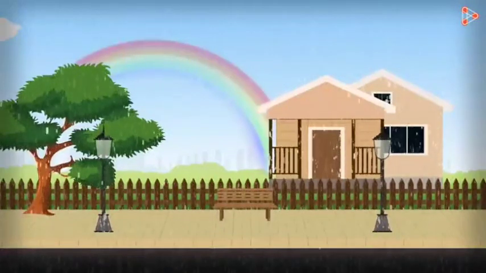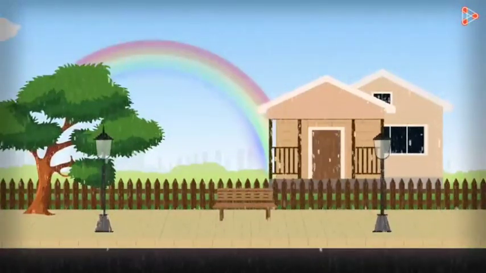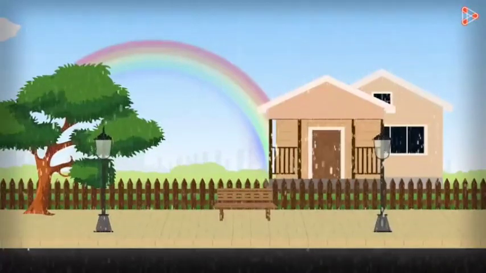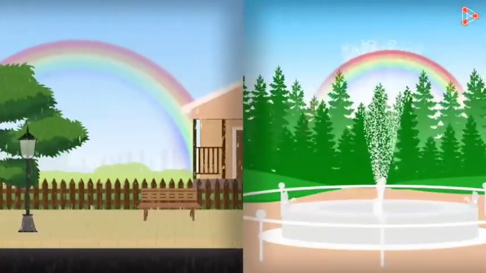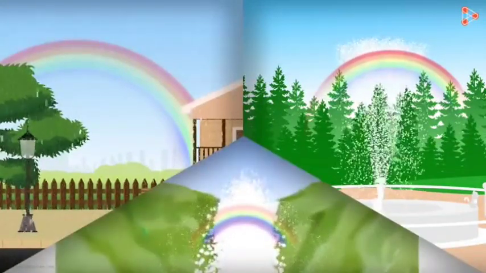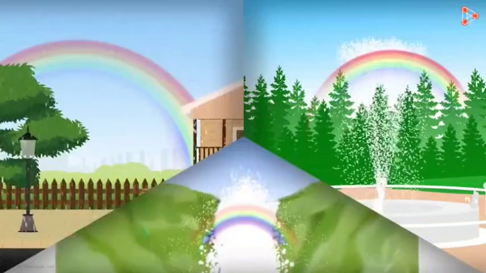Rainbows are one of the most beautiful sights in nature, and we usually see them on a rainy day. But you will be surprised to know that you can even see them on sunny days if you're near waterfalls or fountains. So what is really required for the rainbow to be formed?